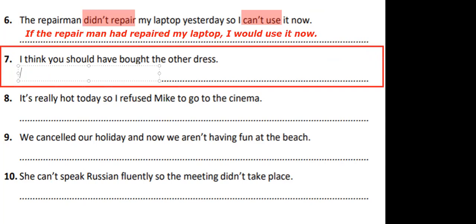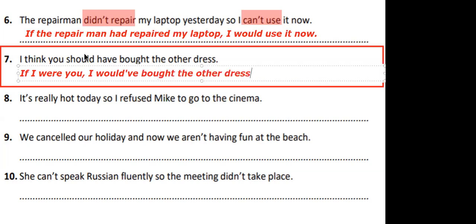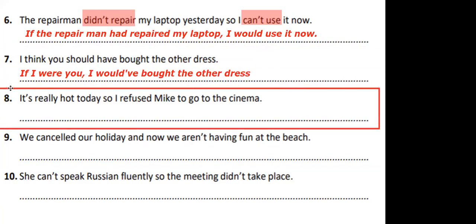If I were you, I would have bought the other dress. Again, I would have bought the other dress. Yes. Perfect. Next. Thank you, guys. Again, Emmanuel, please. Number 8.